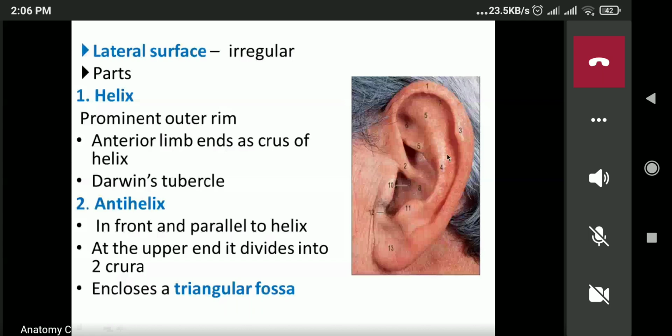If you trace the antihelix superiorly, it divides into two limbs or crura. Here it encloses a triangular space known as the triangular fossa. This is the crus of the helix. Now, between the helix and antihelix, there is another space known as the scaphoid fossa.